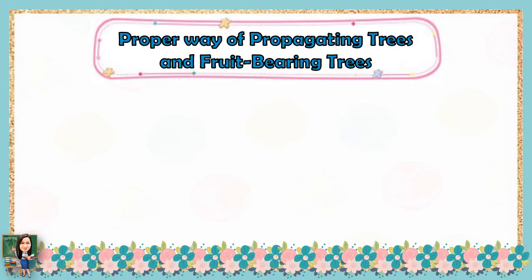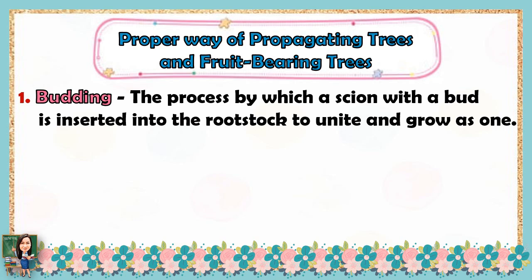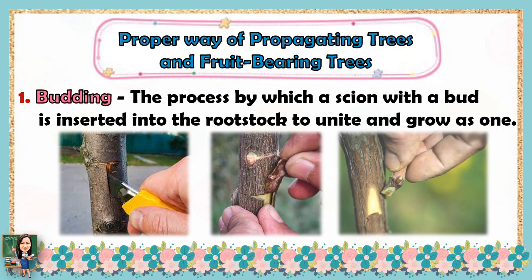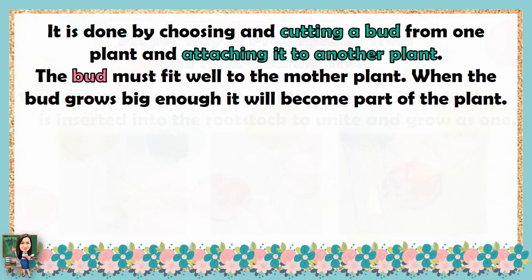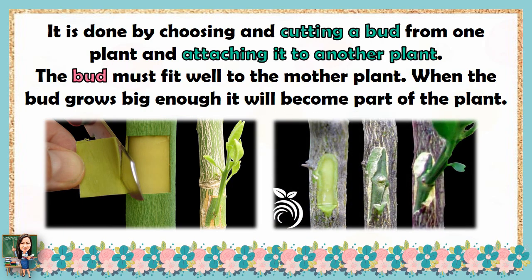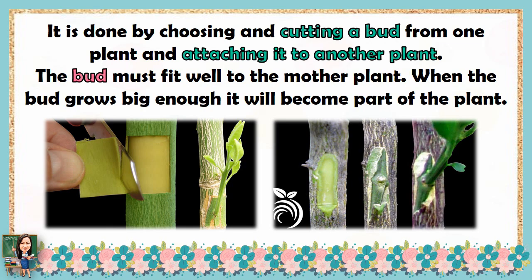Here are the proper ways of propagating trees and fruit-bearing trees. Number 1 is budding, the process by which a scion with a bud is inserted into the rootstock to unite and grow as one. It is done by choosing and cutting a bud from one plant and attaching it to another plant. The bud must fit well to the mother plant. When the bud grows big enough, it will become part of the plant.